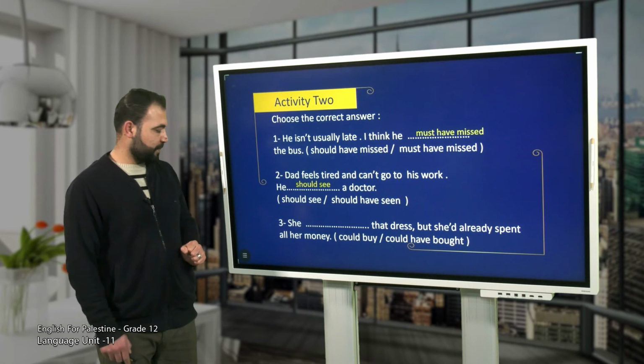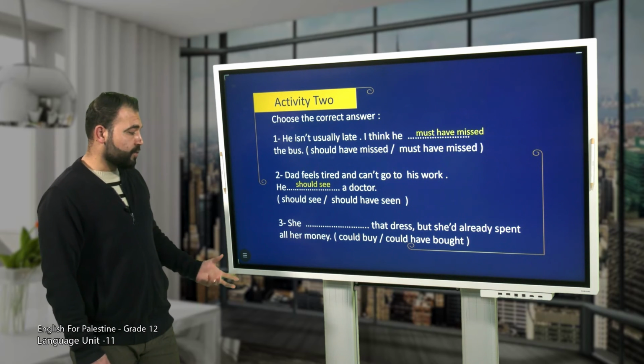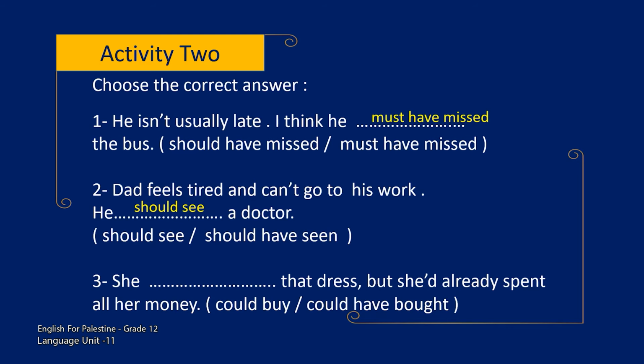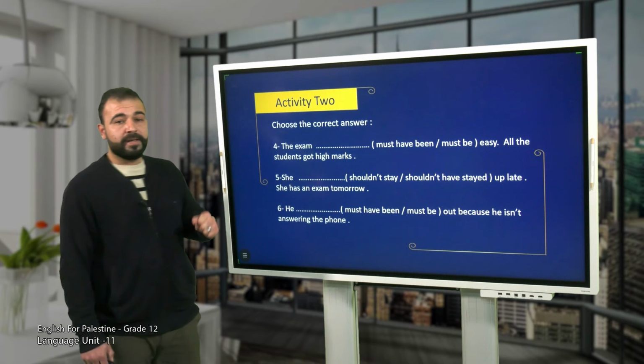Number 3. She blank that dress, but she'd already spent all her money. Could buy, could have bought. The correct answer is she could have bought that dress, but she had already spent all her money, past possibility.